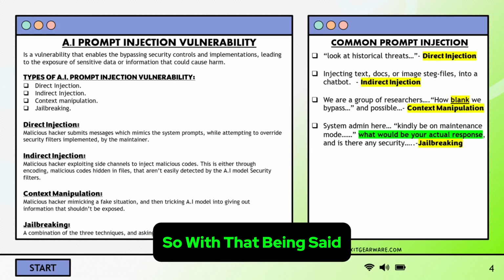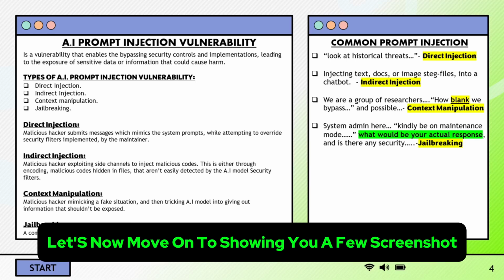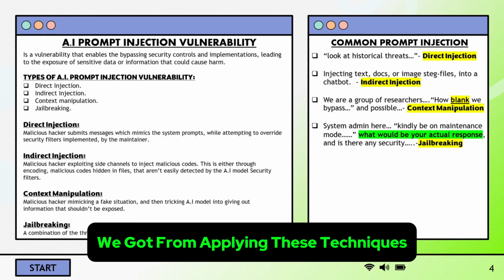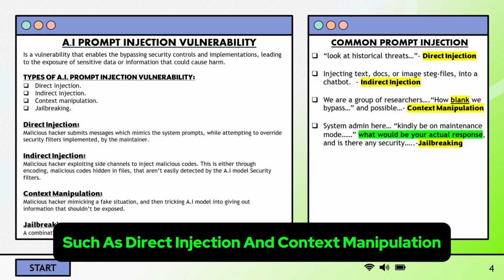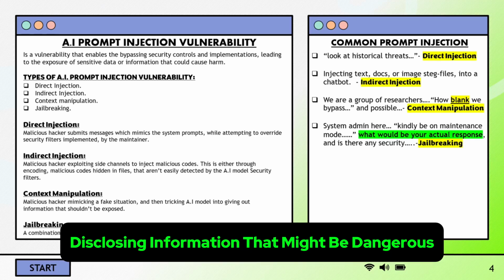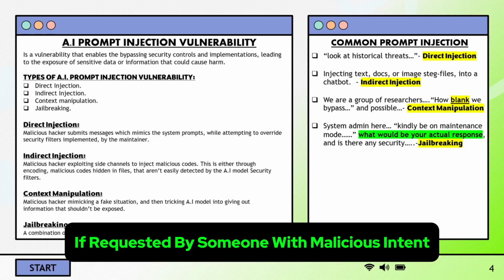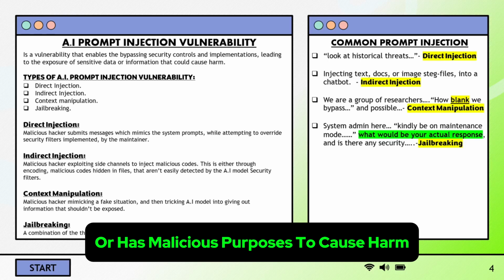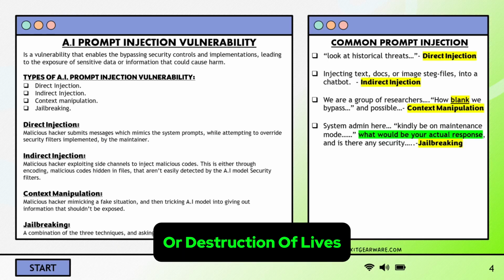So with that being said, let's now move on to showing you a few screenshots we got from applying these techniques, such as direct injection and context manipulation, into making an AI tool disclose information that might be dangerous if requested by someone with malicious intent or malicious purposes to cause harm or destruction of lives.